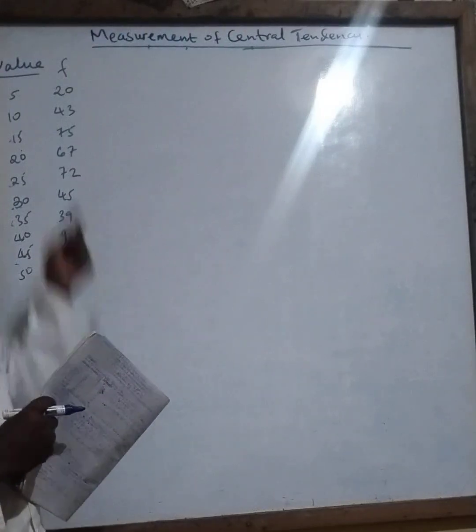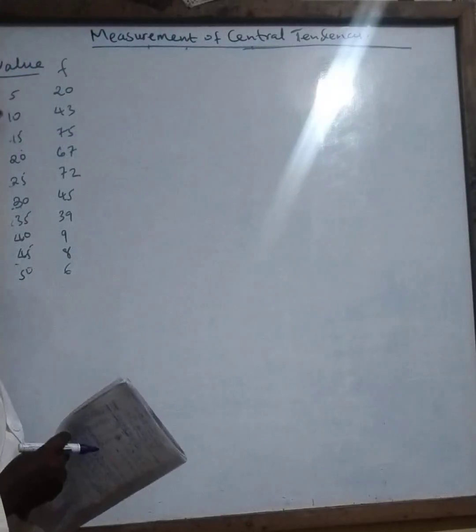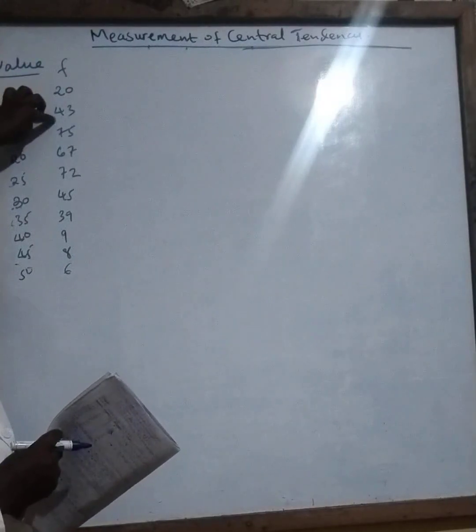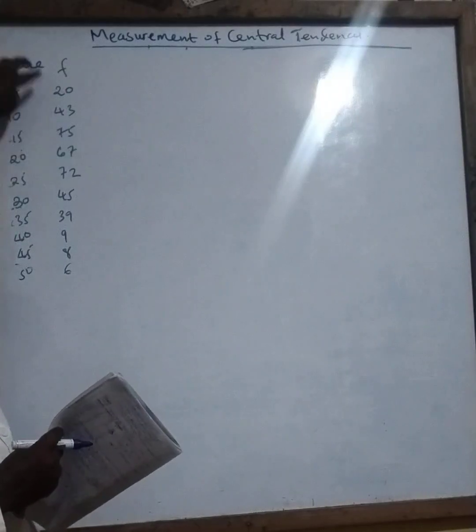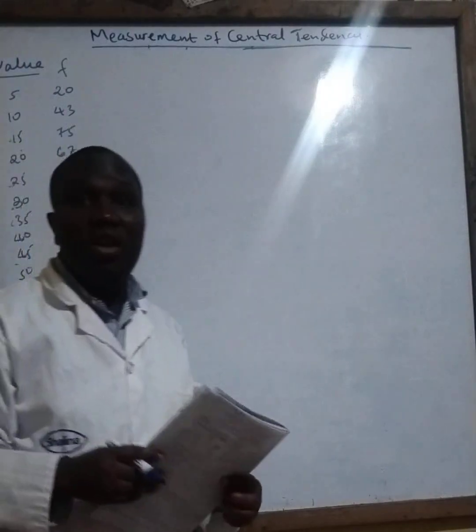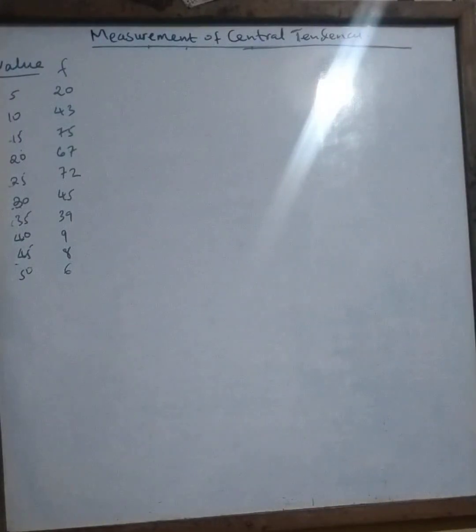This is the grouped data because of the frequency. It means 5 is appearing 20 times, 10 is appearing 43 times, 15 is appearing 75 times, and so forth. So that is what they call what? Frequency. So if you see a question like this, it means you are multiplying.